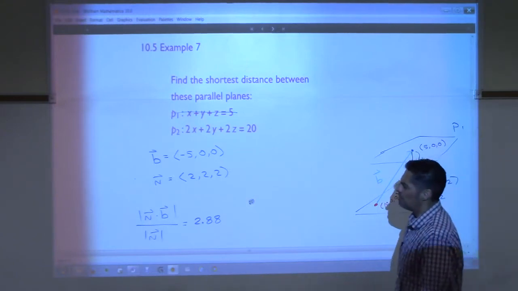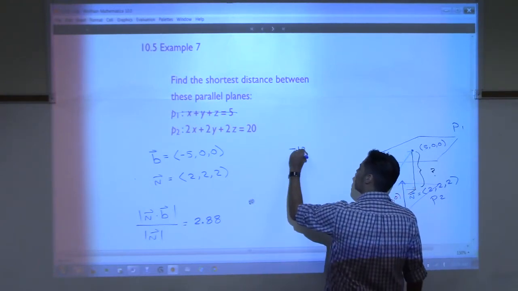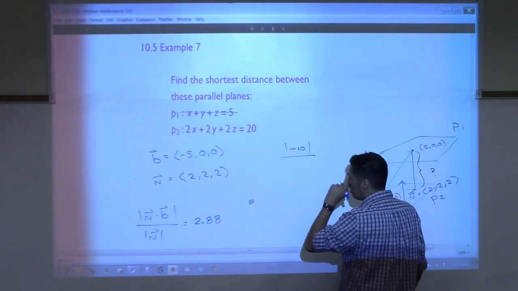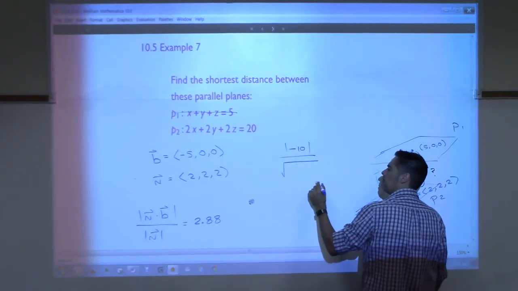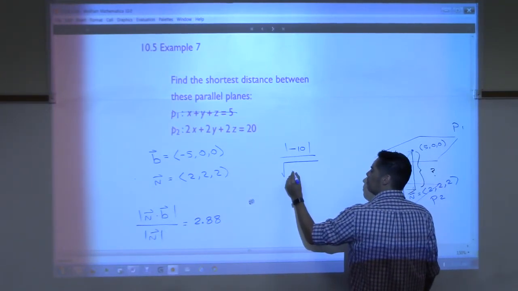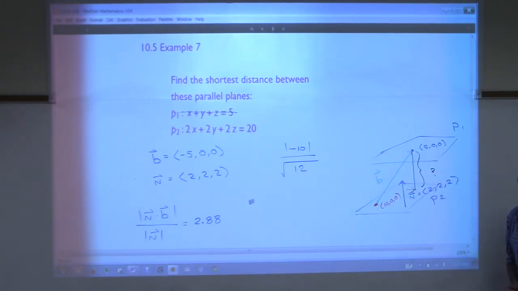What do you get when you dot the 2? Negative 10, but then you take the absolute value. So negative 10, we're going to take the absolute value. And then what's the length of n? Root of 2, so 4 plus 4 plus 4, so root 12? Yeah.